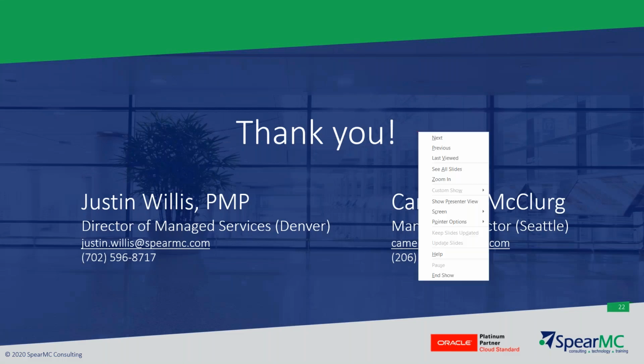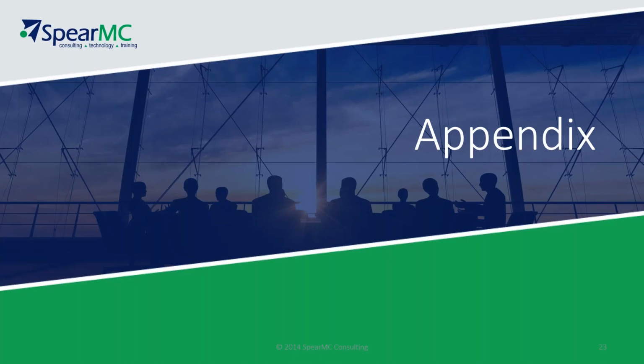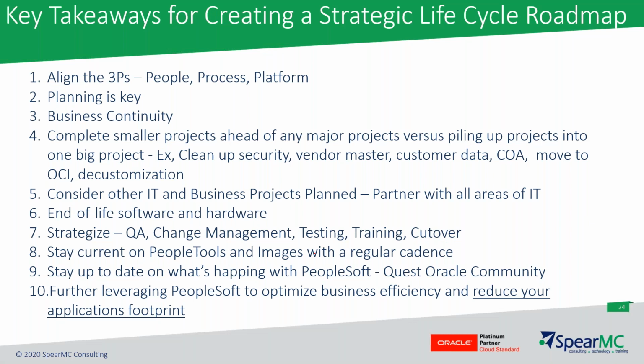So here are our names, obviously meant to show at the end of the presentation, but we have some appendix items. I plugged in some key takeaways. Most of everything in here we've already covered, but once again: aligning the 3 Ps, the people, process, and platform. Planning is key for all of your road mapping and all of your projects, of course. Best laid plans, right?